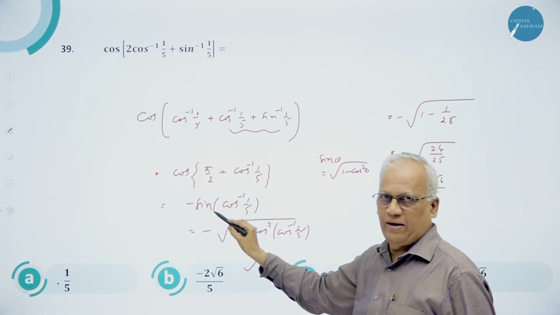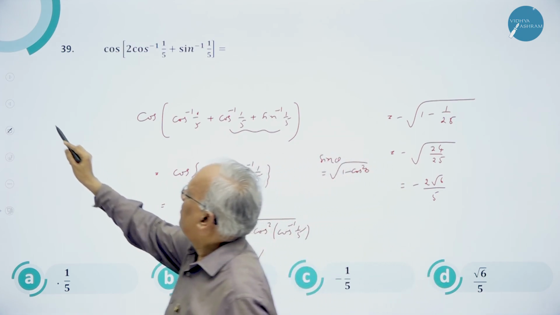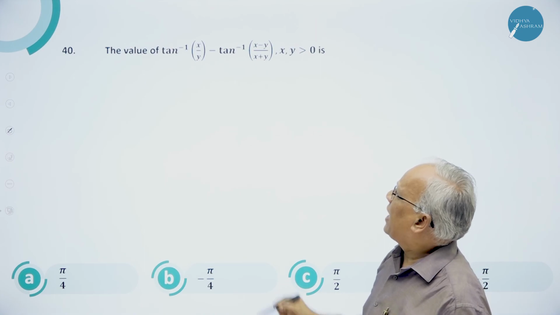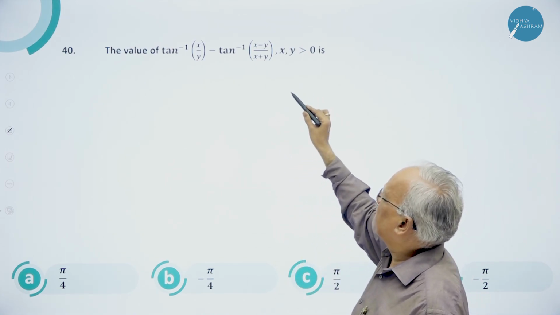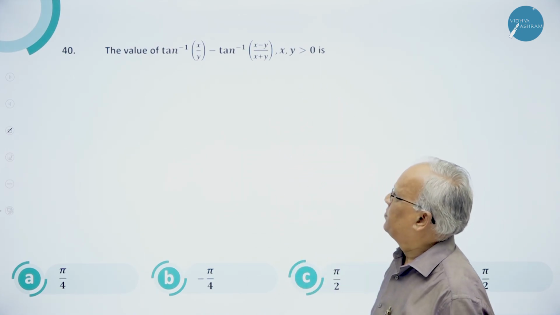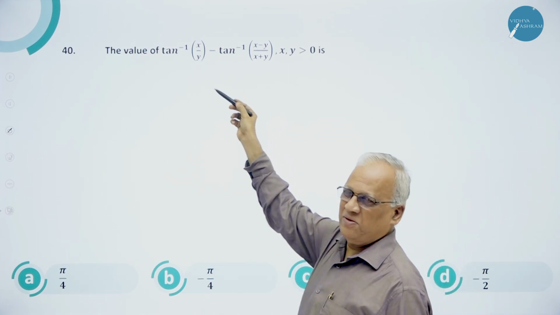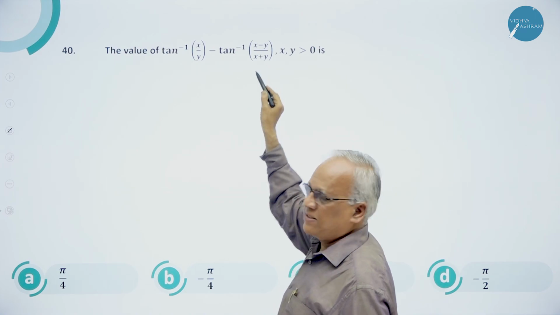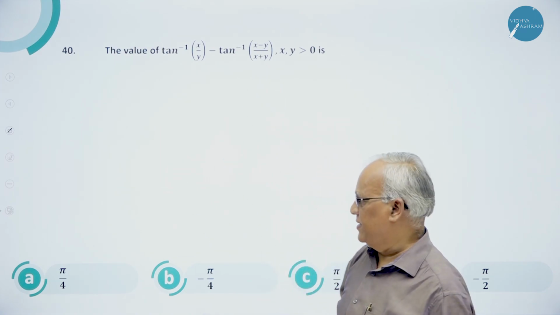This you must be a little careful about. The next question 48, the value of tan inverse x by y minus tan inverse x minus y by x plus y. We did this in an earlier class, while doing another paper, by dividing by x and so on, but I give another method here.